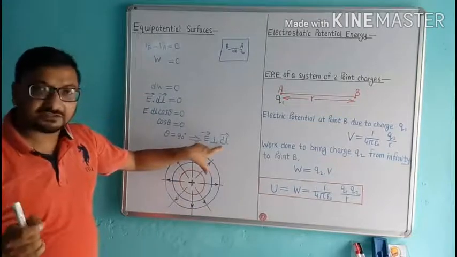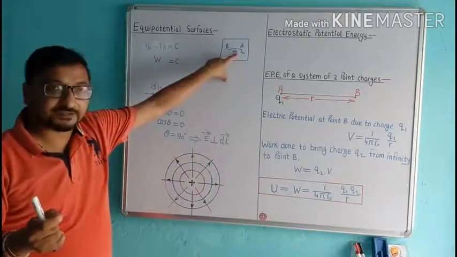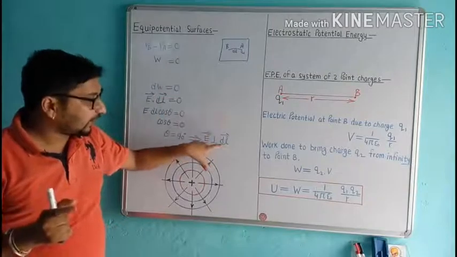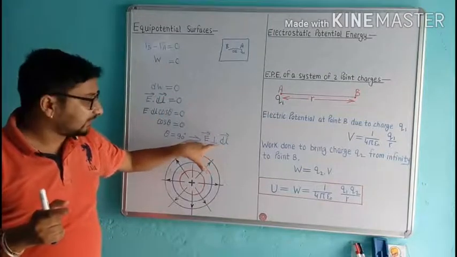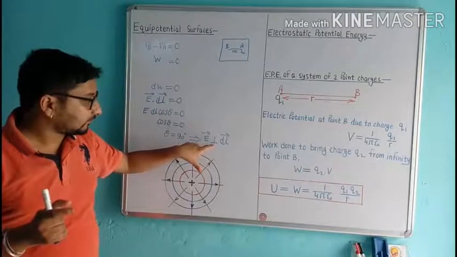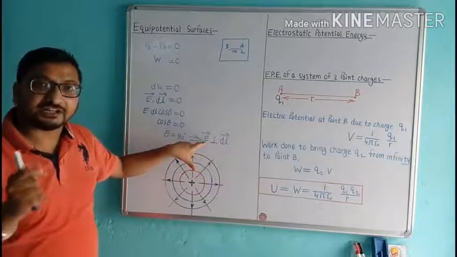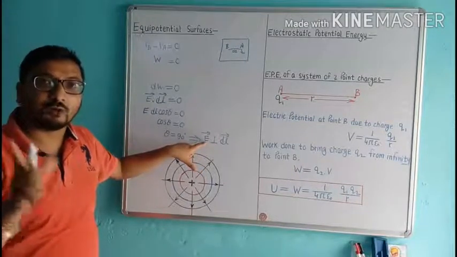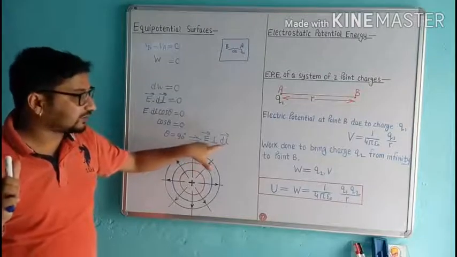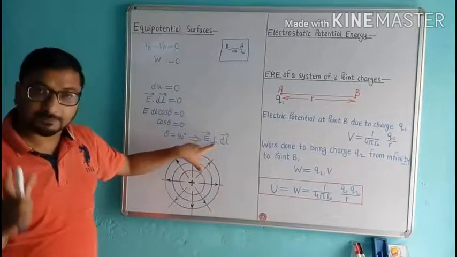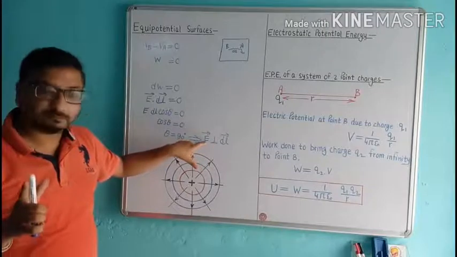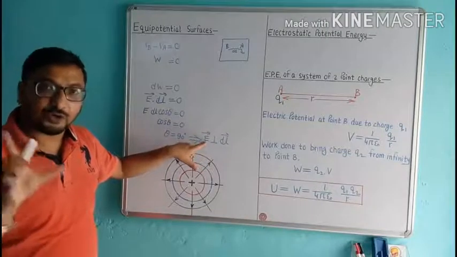dl is the small length on the equipotential surface. That means the equipotential surface is perpendicular to the direction of the electric field at every point.